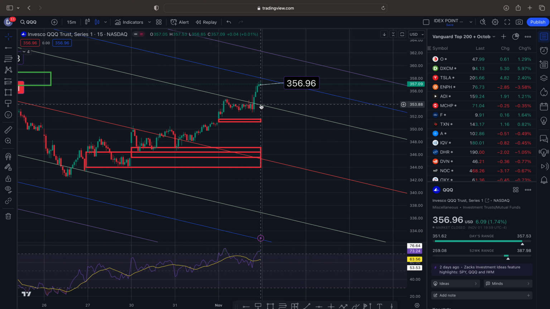But let me give you these other levels here. At 2 standard deviations takes us to 353.88. The middle of the trend takes us to 345.25.